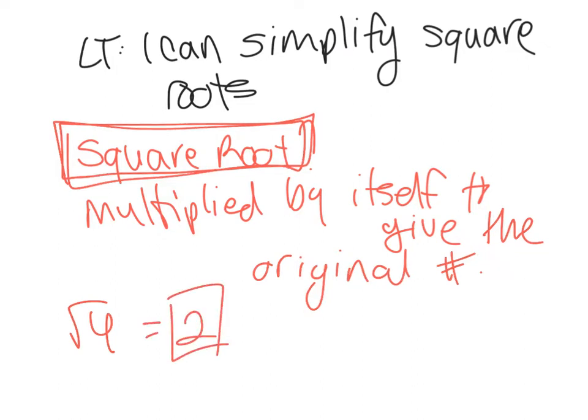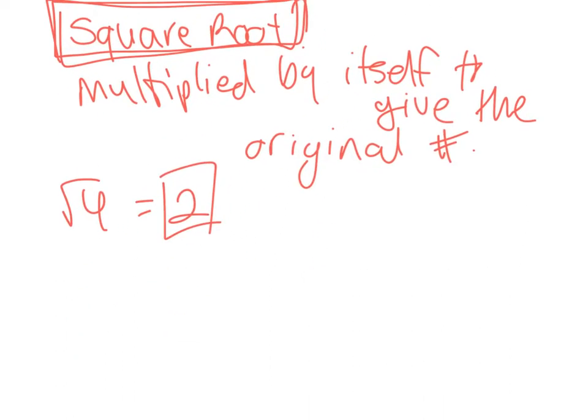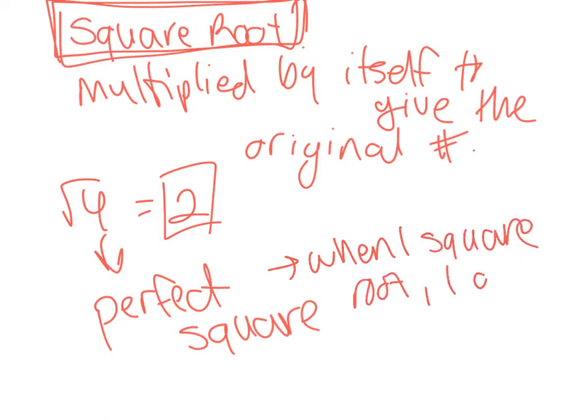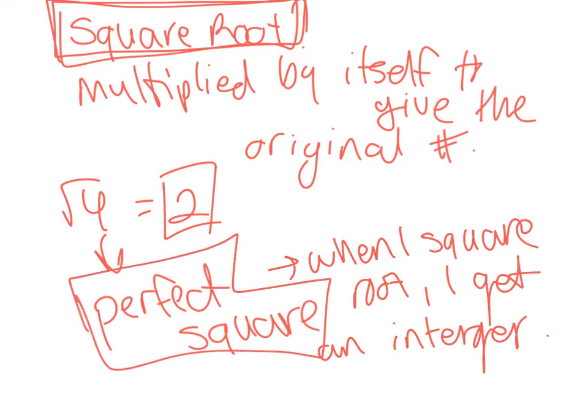Okay, what does that make 4? Well, that makes 4 a perfect square, because when I square root it, I get an integer. So that's what a perfect square is. So we need to make sure we know our perfect squares. Okay, so let's talk about other numbers that are perfect squares.